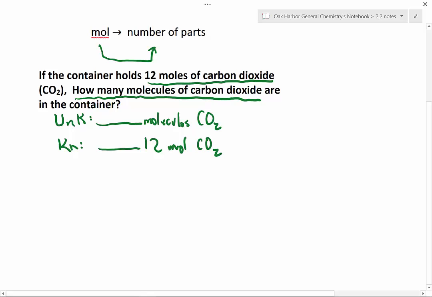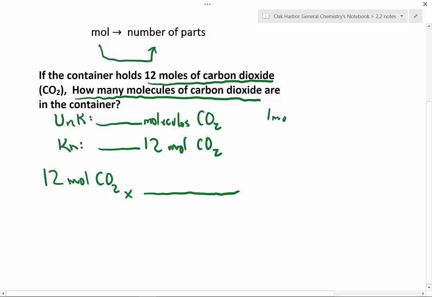So we're going to start with what we know, what we're given in this problem, 12 moles of CO2. We're going to multiply that by a conversion factor. Now let me remind you about this conversion factor. This conversion factor is the same for all chemicals.